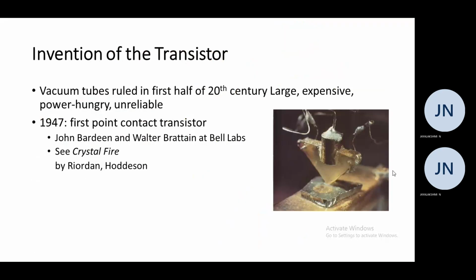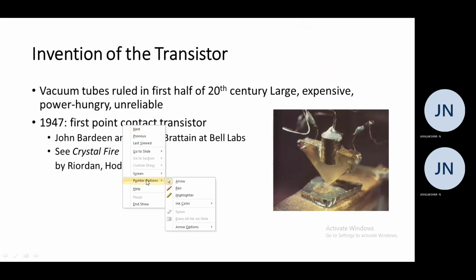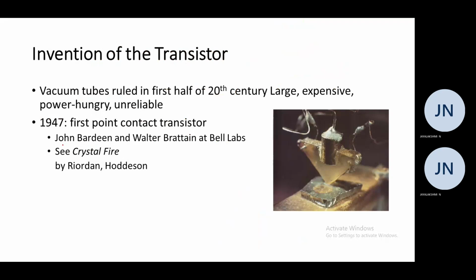Next we are going to see the invention of the transistor. Vacuum tubes ruled in the first half of the 20th century, and they were very large, expensive, consumed more power, and can be considered unreliable. In 1947, the first point contact transistor was discovered by John Bardeen and Walter Brattain at Bell Labs. It looks like a crystal pipe.